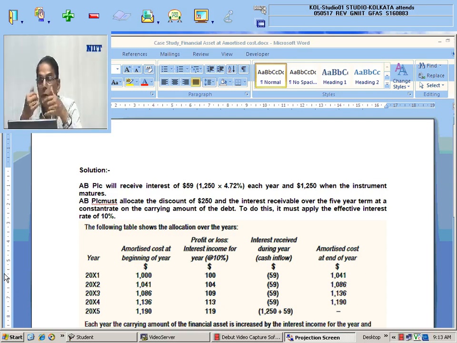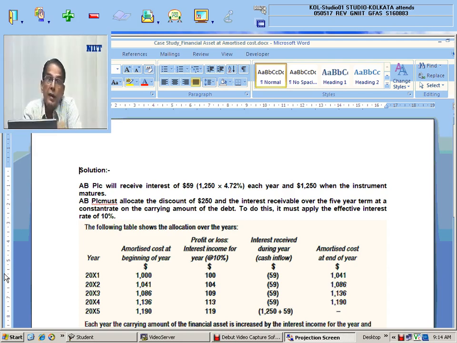The cash flow during the year will be 1050 plus 59. That is the principal amount plus interest for the fifth year. So the amortized cost at the end of the year will now become 0. That is how each year the carrying amount of the financial asset will be increased by the interest income for the year and reduced by the interest actually received during the year.